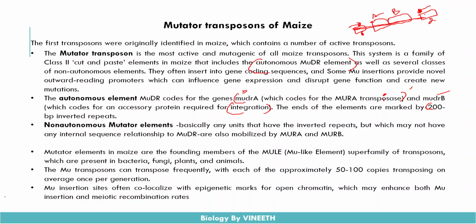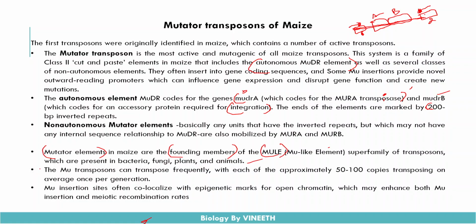Now, the mutator elements which are found in the maize plant are regarded as the founding members of the mu-like element superfamily of transposons. So there is a superfamily called the MULE superfamily, or the mu-like element superfamily. This superfamily contains a lot of different transposons, autonomous and non-autonomous. In this superfamily, these mutator elements are considered the founding members, the major members. And these are actually present in bacteria, fungi, plants and animals.